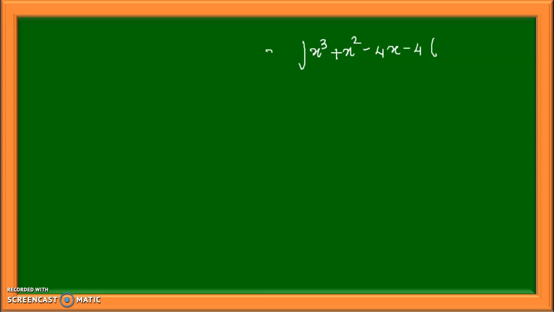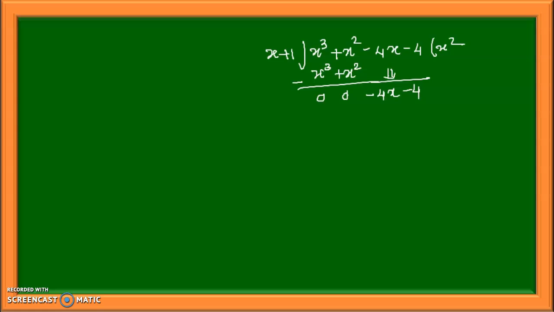Now let us divide this polynomial. f of x is given: x cube plus x square minus 4x minus 4. We divide that by x plus 1. In x cube you will get x square here. X square into x becomes x cube, and 1 into x square becomes plus x square. If we subtract, we will get 0 here. The remaining two terms we can bring down, so we get minus 4x minus 4.